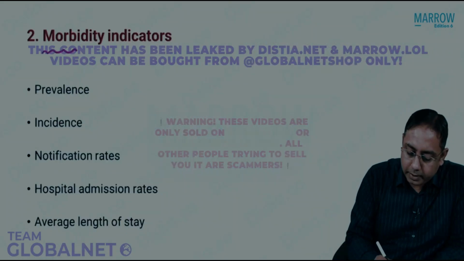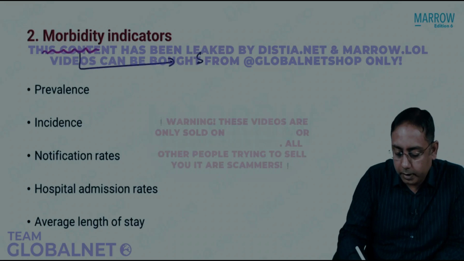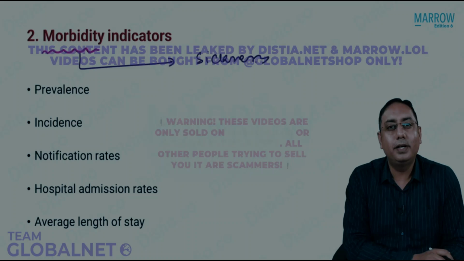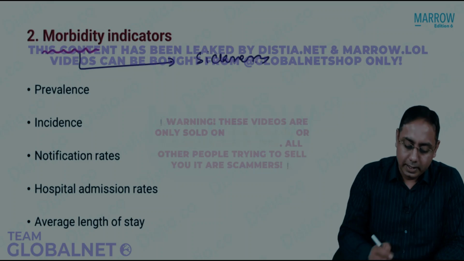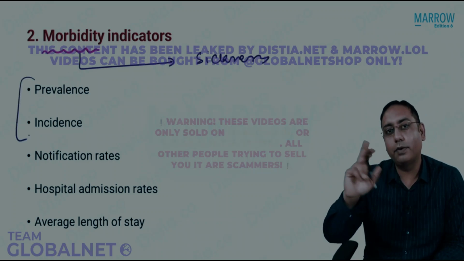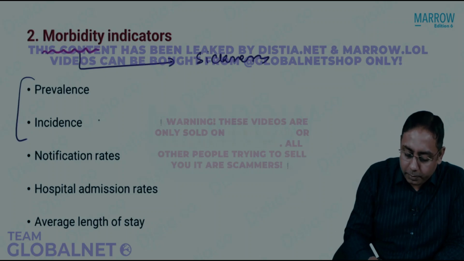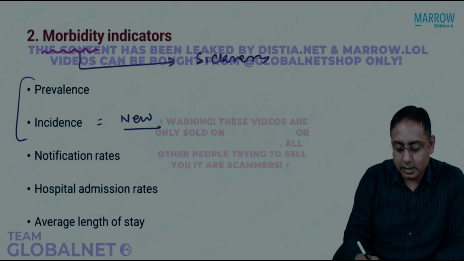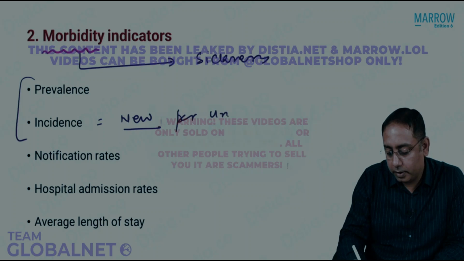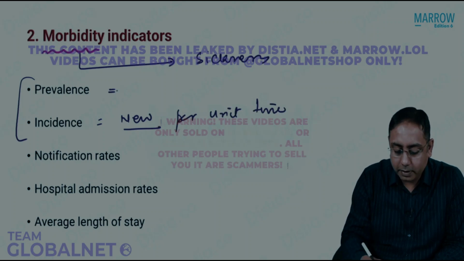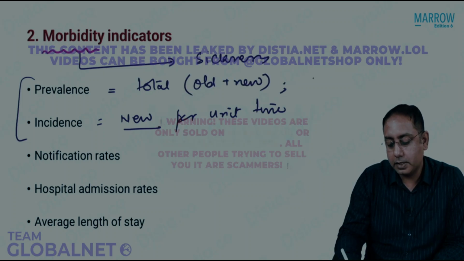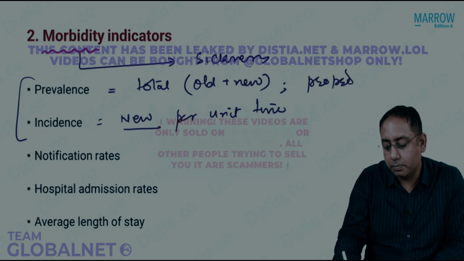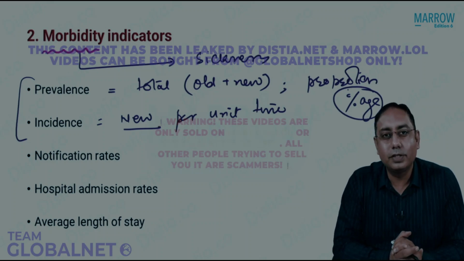The second one is the morbidity indicators. What do you mean by morbidity? Morbidity means sickness. Different morbidity indicators can be there, like incidence rates or prevalence rates. The details can be found in the basics of epidemiology chapter. What do you mean by incidence? It is the total number of new cases per unit time. And what is prevalence? Prevalence is the total cases, which include the old plus new cases. It is mostly expressed in proportions or percentages. For details, you need to refer to the epidemiology chapter.